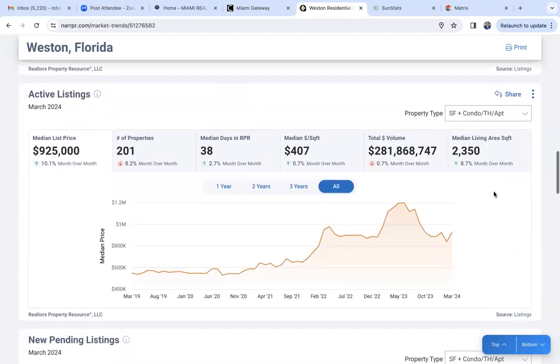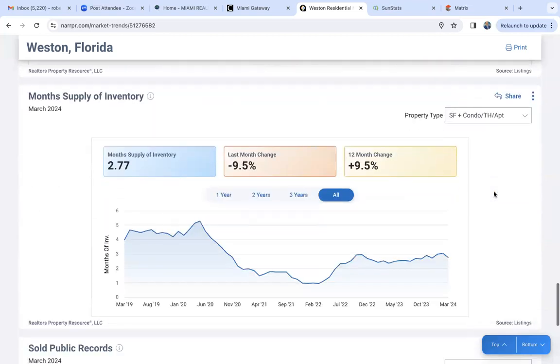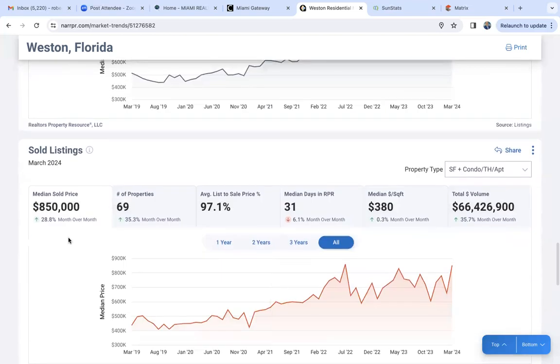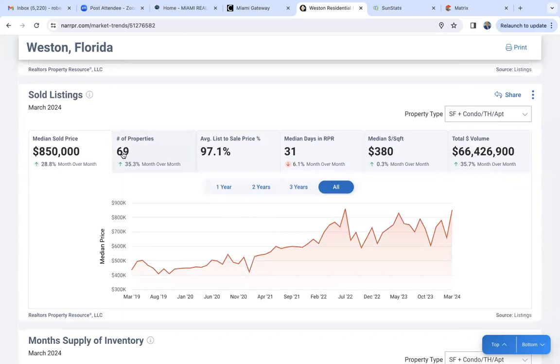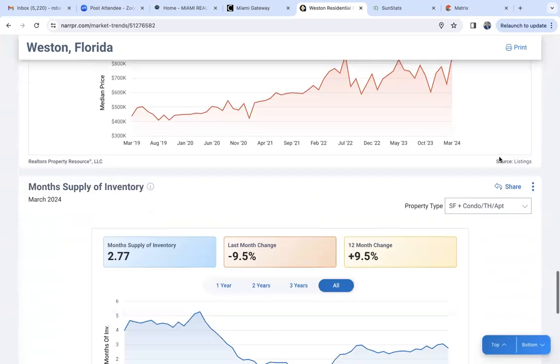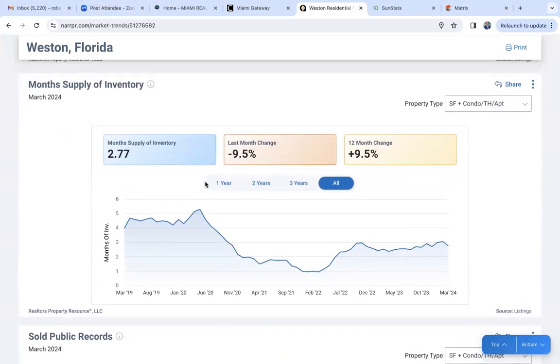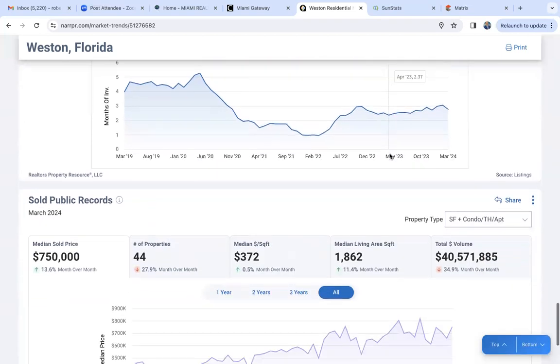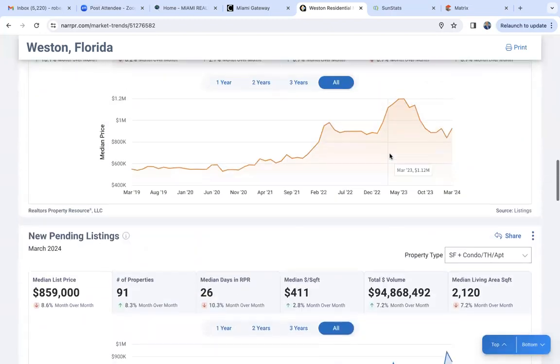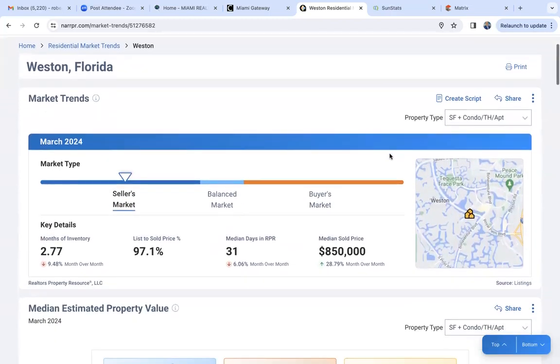Guys, go through these numbers, right? You got the sold numbers here. So median sold price, how many sales, right? Days on the market. They're selling at $380 a square foot, and the sold volume is $66 million. You got your months of housing supply. All right, so over the last month, we had a decrease of 9.5%. However, over the last year, we had an increase of 9.5%. Okay, all of this in Weston, you guys can pull out.